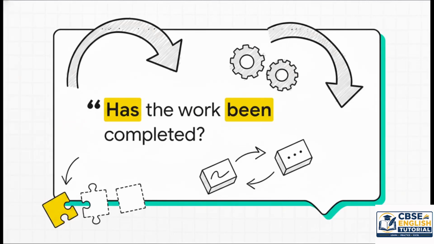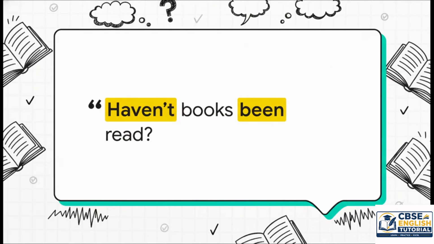So let's take our statement, the work has been completed. It easily transforms into the question, has the work been completed? All we did was swap those first two parts. That's the whole trick. And here's a fantastic example of a negative question, but using a super common contraction. So instead of the pretty formal, have books not been read, what you're way more likely to hear in everyday conversation is, haven't books been read? It just flows better, it's more natural.